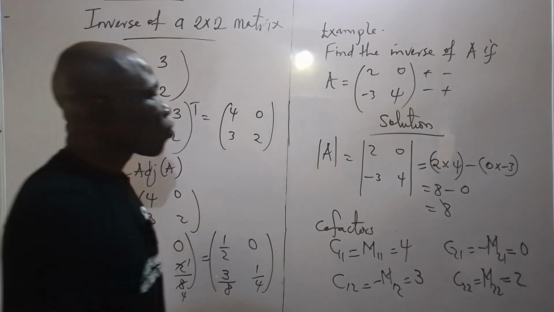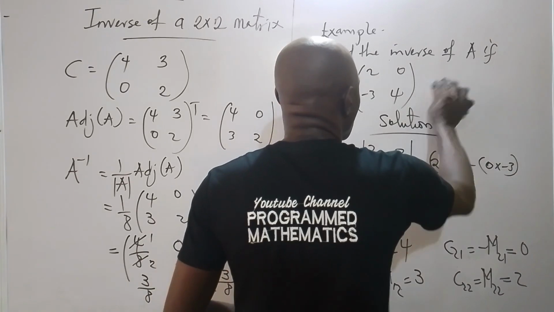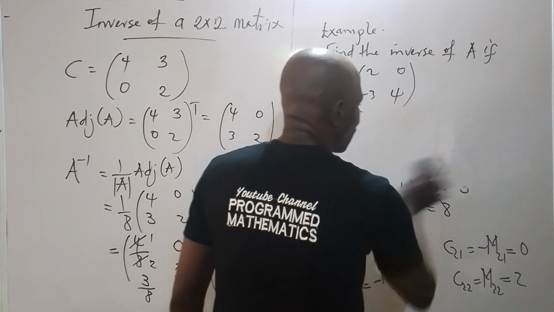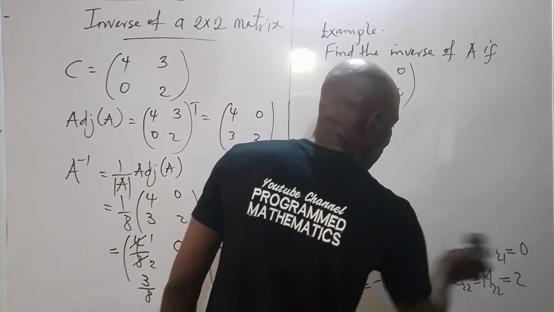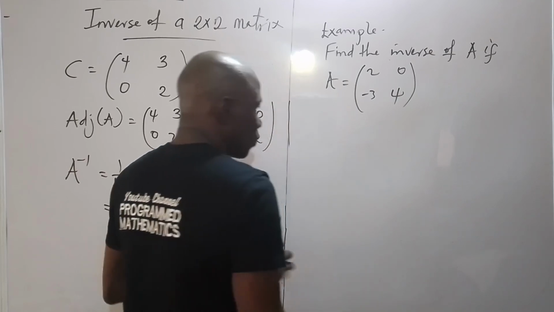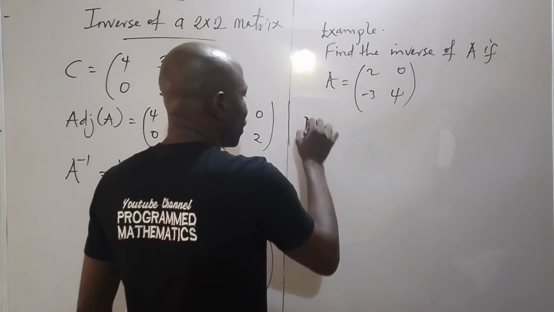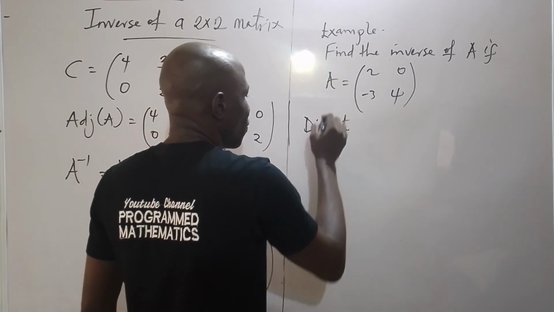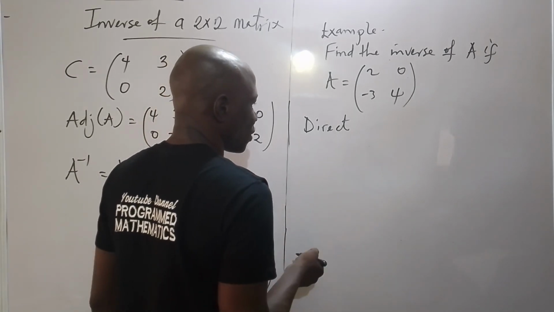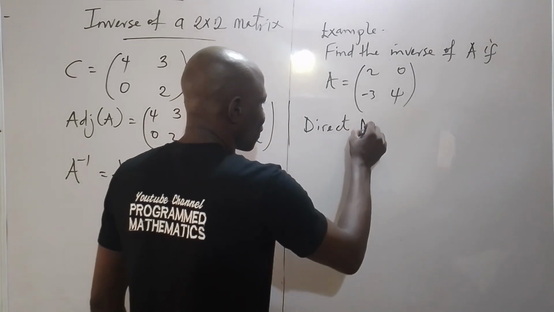Okay, now, what if you don't want to go through these steps? You just want to do the inverse straight without having to start calculating cofactors and the rest of it. Let's see that here, because this is also possible in the case of a multiple choice question, which some people refer to as an objective question. So, direct method here.